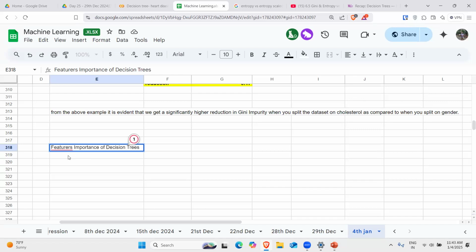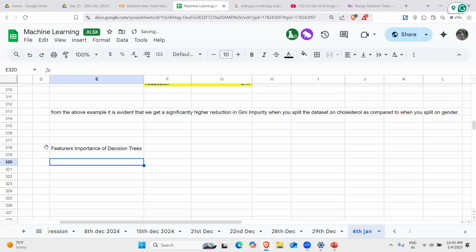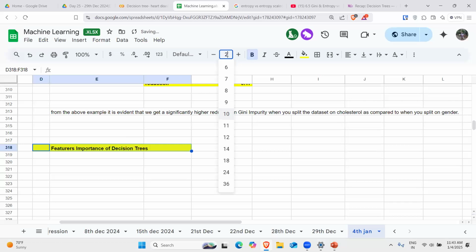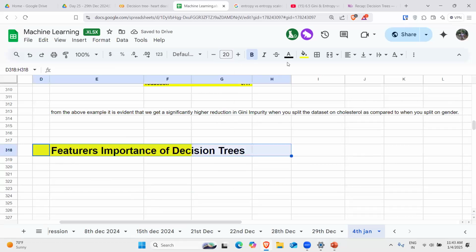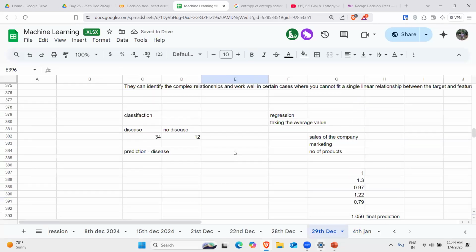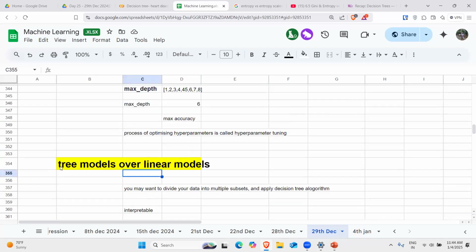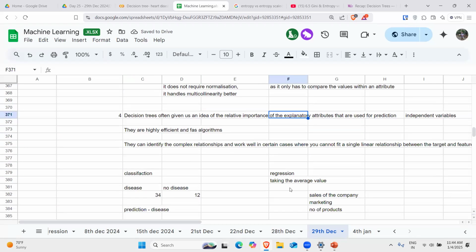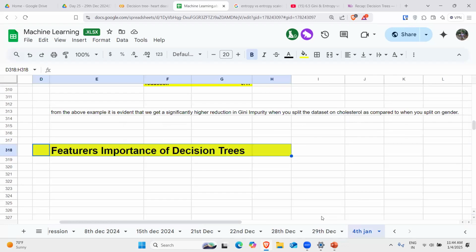Now, it's again a very, very important thing, that is the advantage of decision trees over linear models. I have written this point at the time of defining the advantages of tree-based models over the linear regression model, which we have discussed in the first half of the session. What are the advantages? This is first, this is second, this is third, and this is fourth. That is, a decision tree often gives us an idea about the relative importance of the explanatory variables. How does it give? That is something which we have seen just now.